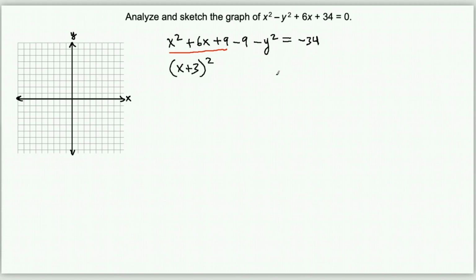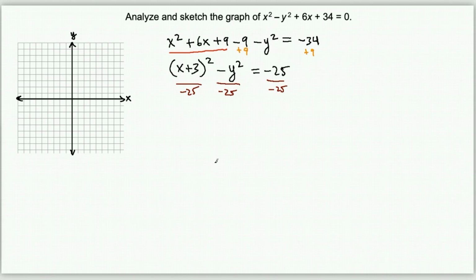Right, so as a result, this is equal to minus y squared, and I want to add the 9 on both sides. If you add 9 on both sides, you're going to get minus 25 on the right side. Now, divide both sides by negative 25, and you should do that because in the standard form equation of a hyperbola, the right side is equal to 1. So minus 25, minus 25.